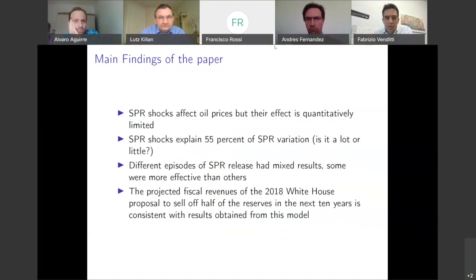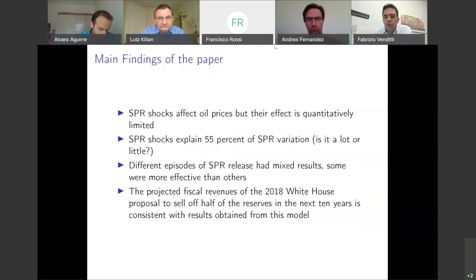But in fact, as Lutz has explained quite clearly, these SPR interventions typically follow exogenous shocks, so hurricanes or natural disasters, which are strongly unpredictable. So there's a lot of variation that is explained by these shocks. And then the other result that we'll discuss is that different episodes of SPR release have mixed results. So, for example, when you look at drawdowns, they have different results from exchanges. So these have different impact on the market.